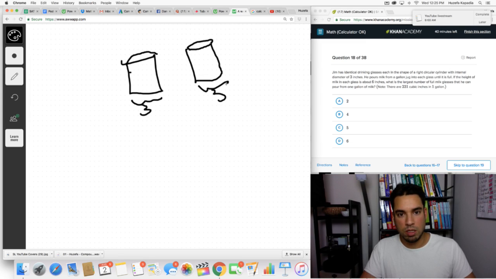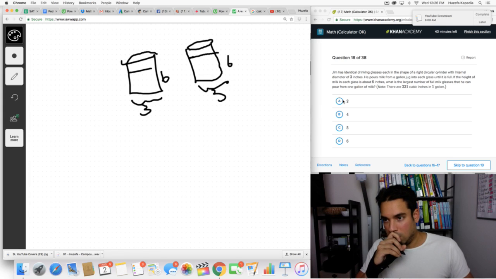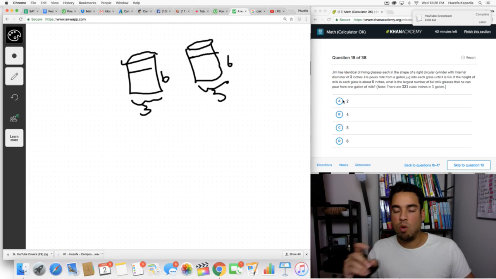In the internal, but that's okay. If the height of milk in each glass is about 6, let's say it's here and here, and we say this is 6 and 6. What is the largest number of full milk glasses that he can pour from 1 gallon of milk? 231 cubic inches in a gallon.